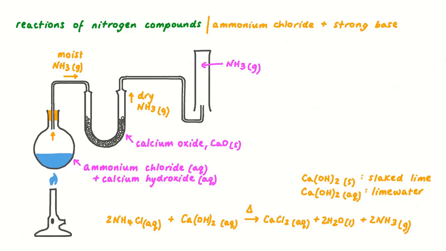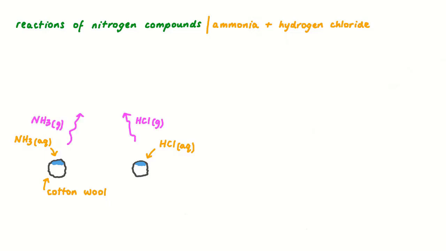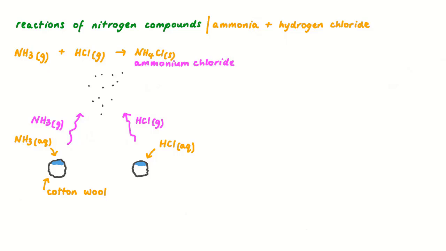We have now seen multiple reactions which produce ammonia gas, but we need to be able to prove that we've made it. We can do this by reacting it with hydrogen chloride. If we add aqueous ammonia to a ball of cotton wool, and we add aqueous hydrogen chloride or hydrochloric acid to another ball of cotton wool, then the ammonia and hydrogen chloride will evaporate. A reaction occurs between the two colorless gases. Ammonium chloride, a white crystalline solid, is produced. It initially forms as a white vapor.